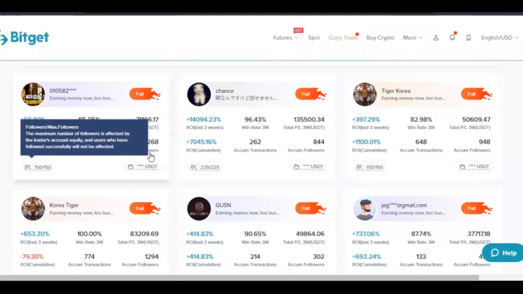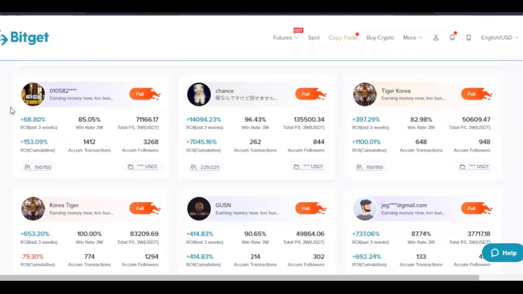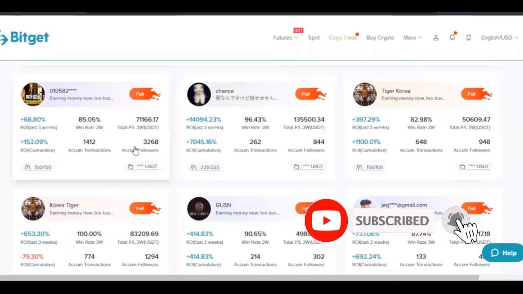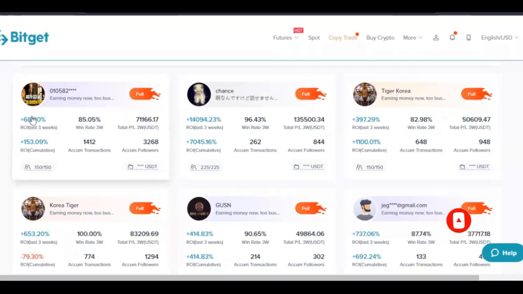So that is why you can no longer copy this person. You can see statistics of their results. These statistics are based on their activities on the Bitget exchange. The statistics you are looking at right here say that their return on investment for the last 3 weeks is about 68, and their return on cumulative trading is about this.